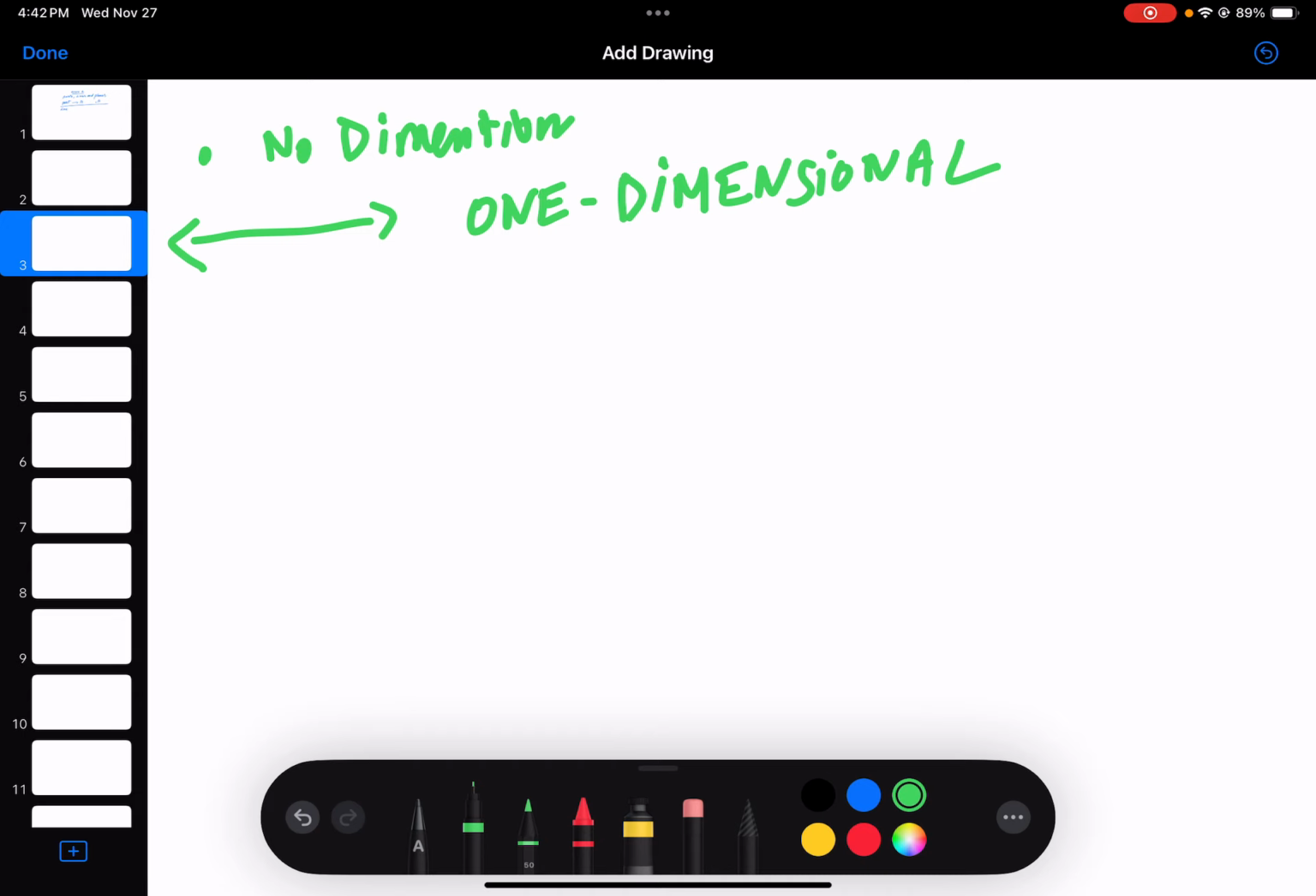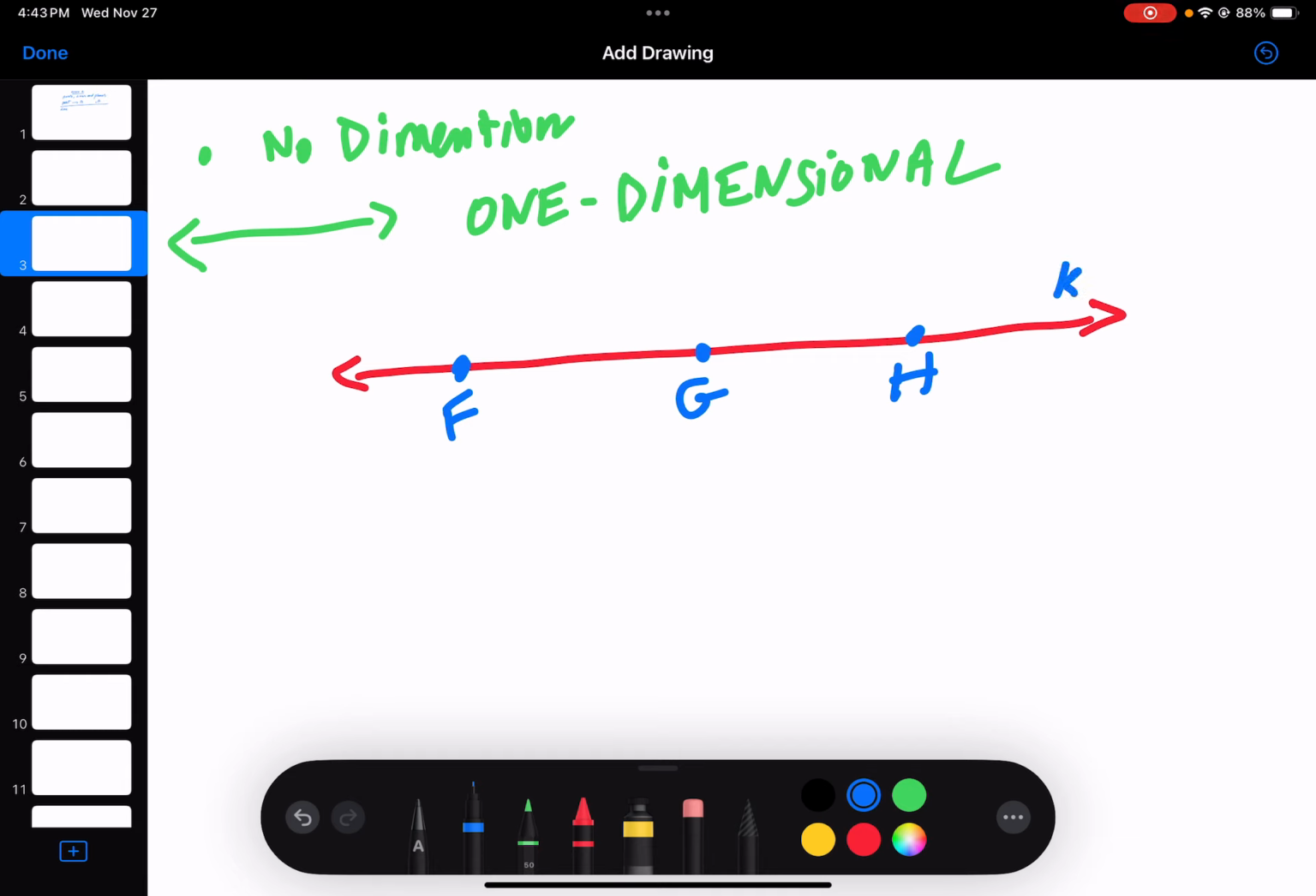So again, let's just review for now, and then we'll do some little exercises at the end to check our knowledge. But we have a line here, and we'll put some points on there: F, G, H, right? And we can also add a cursive K. So, how could we name this line?